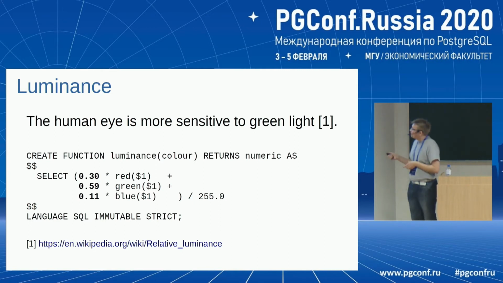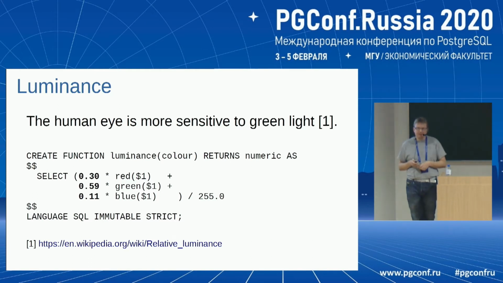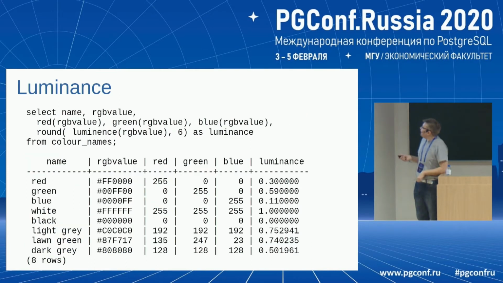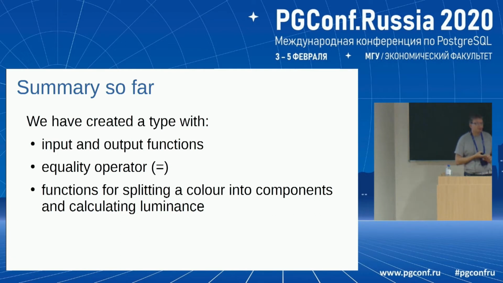So I'm going to define this function for luminance, which returns a numeric between 0 and 1, 1 being completely white and 0 being black. And you can see that you can use that function in your queries as well. And of course, you could create as many functions like this as you need. So the summary so far, we have created the user-defined base data type with input and output functions. We have the equality operator and some functions to deal with that.